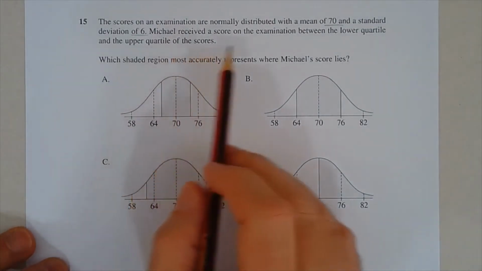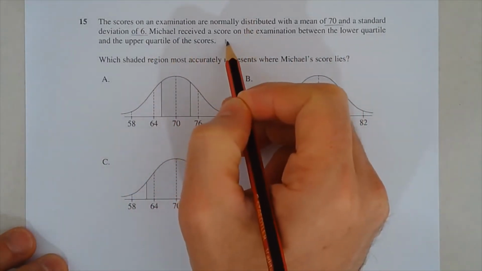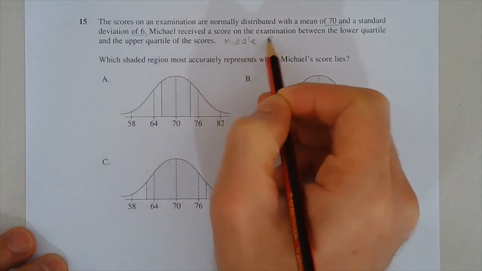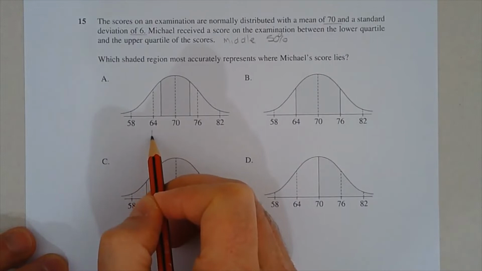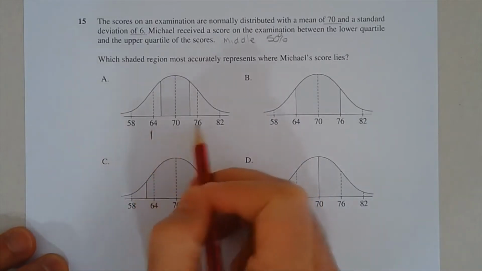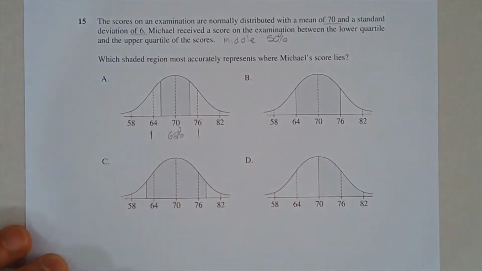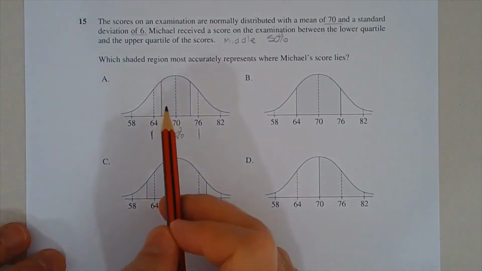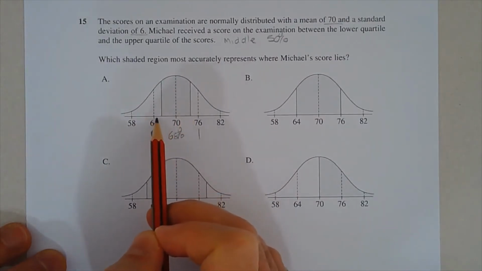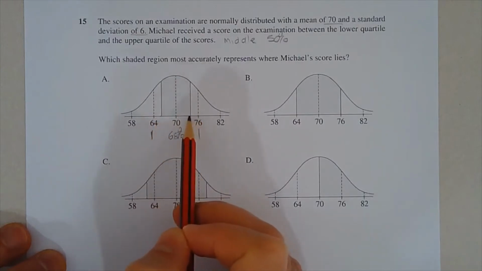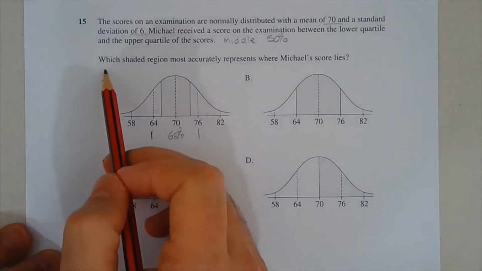Michael received a score, however, between the lower quartile and the upper quartile of scores. So this represents the middle 50% of scores. For example, let's have a look at option A. Between 64 and 76 is 68% of the scores. But Michael achieved the mark in the middle 50%, which should be inside 64. So it should be greater than 64, but less than 76. So it looks like option A is in fact the correct answer.